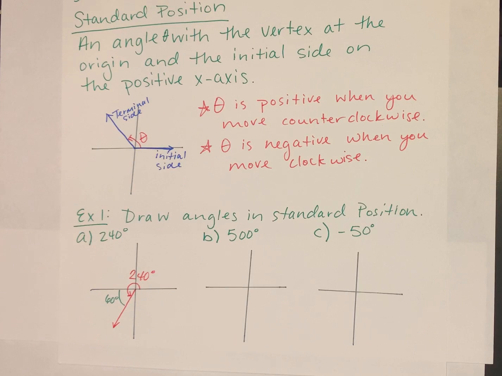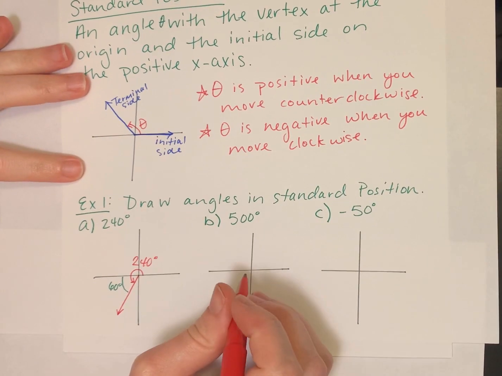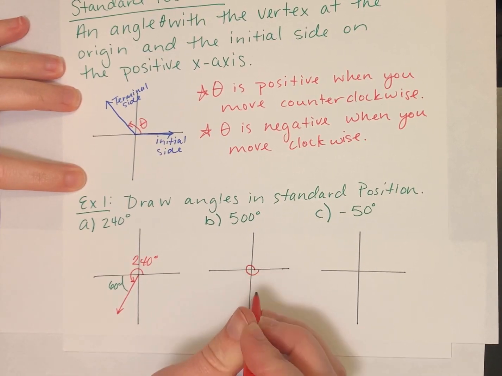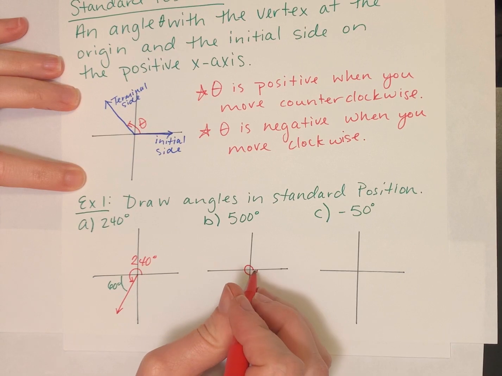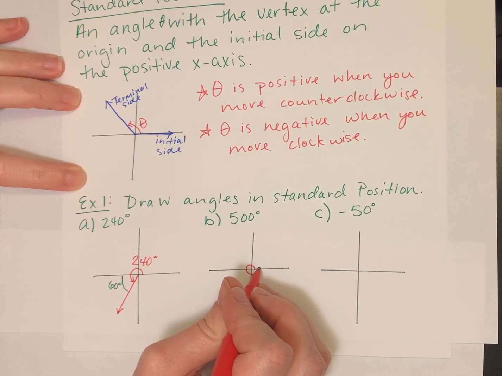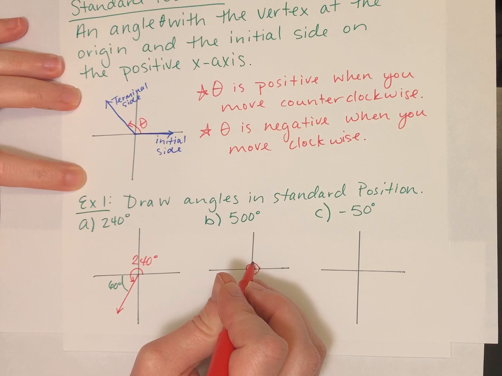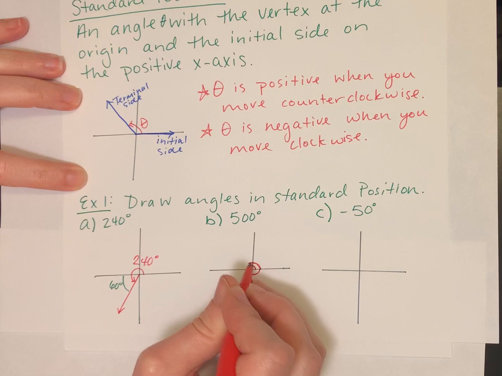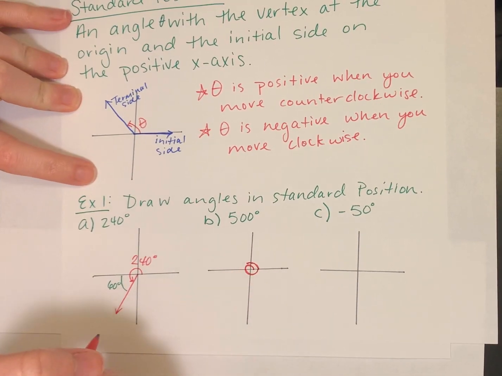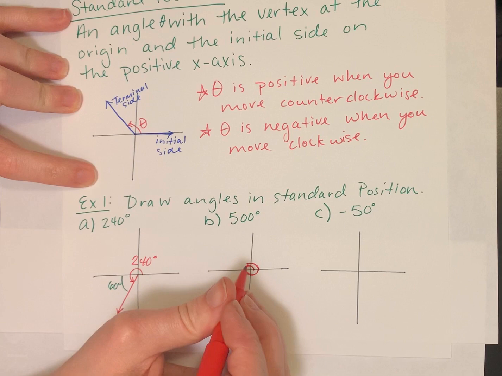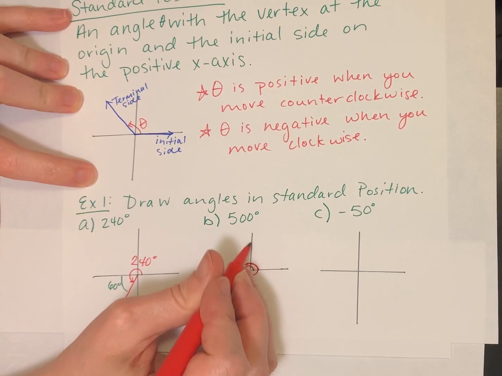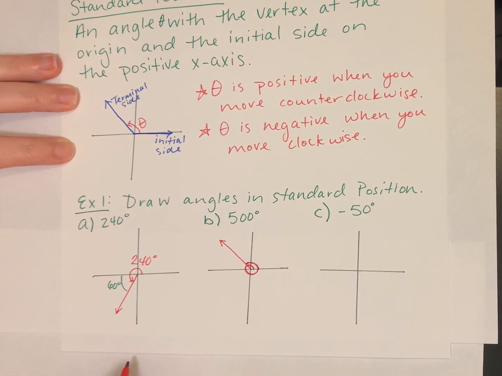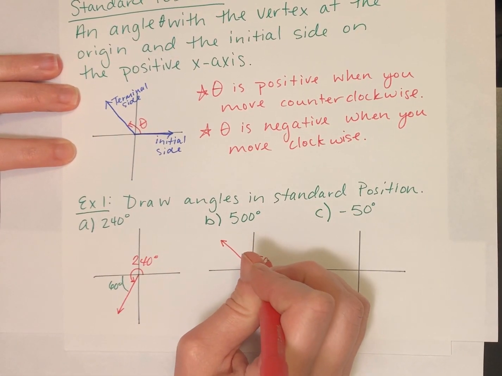500 degrees. So if you start at your initial side and you go all the way around, it's 360 degrees. And then each quadrant is 90 degrees, so plus another 140 degrees will give us 500. So we're going to go past this part. And we're only going to go, let's see, 50 degrees past that part. So this would be 500 degrees.